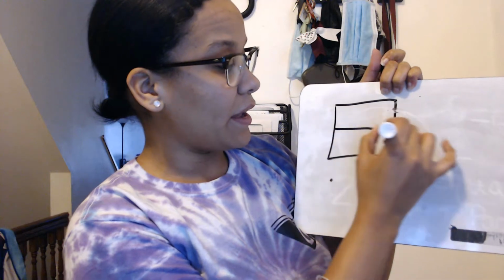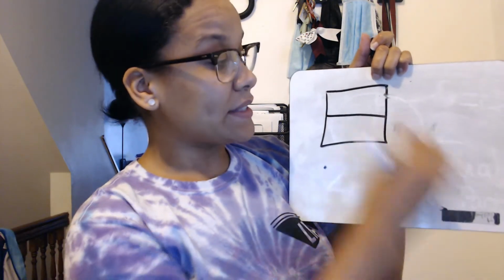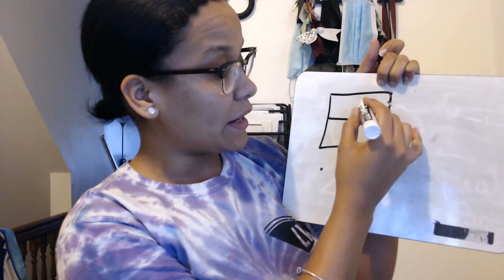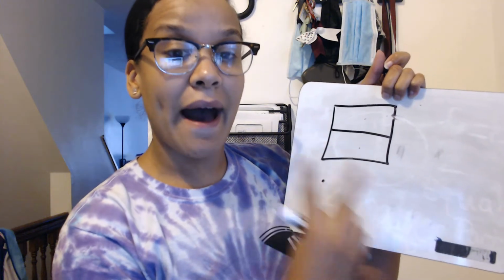I'm going to draw a square this time. I'm going to cut it in half this way. So again, instead of cutting it straight up and down, I cut it across. I have two halves that are two equal parts. So again, here's a half and here's a half. So I have two halves.